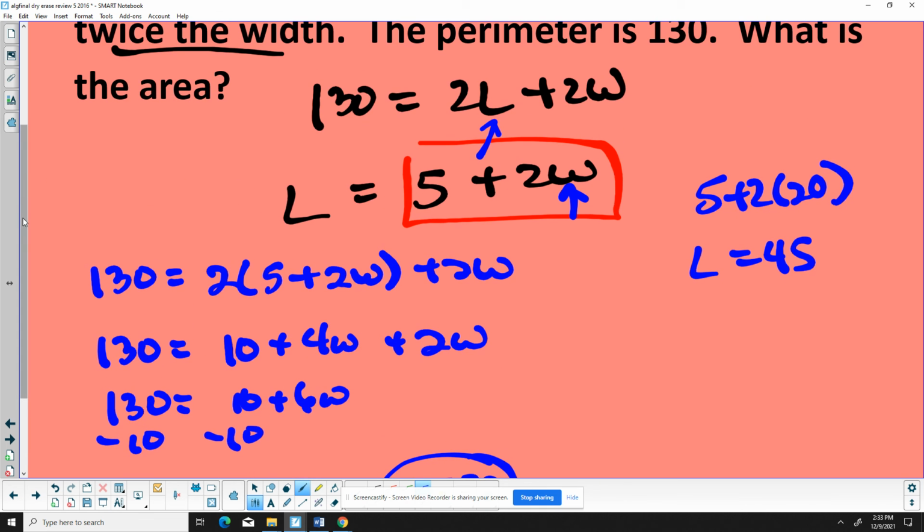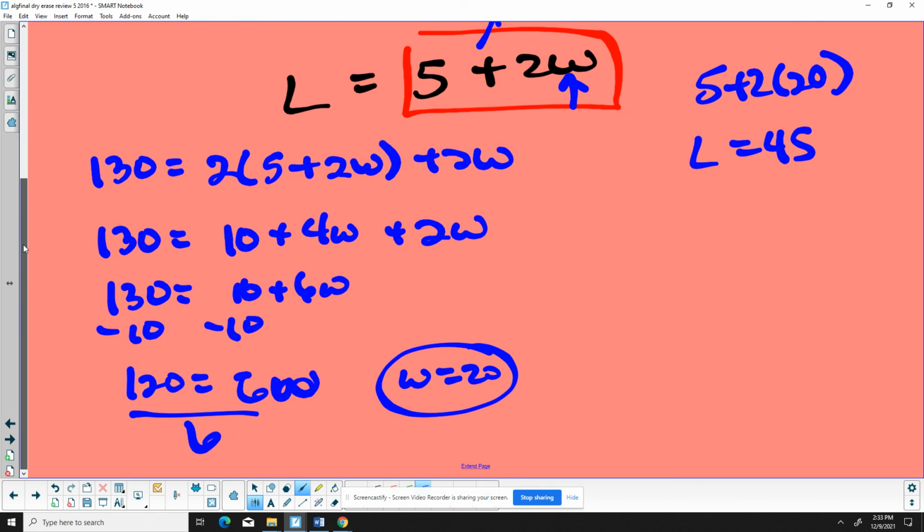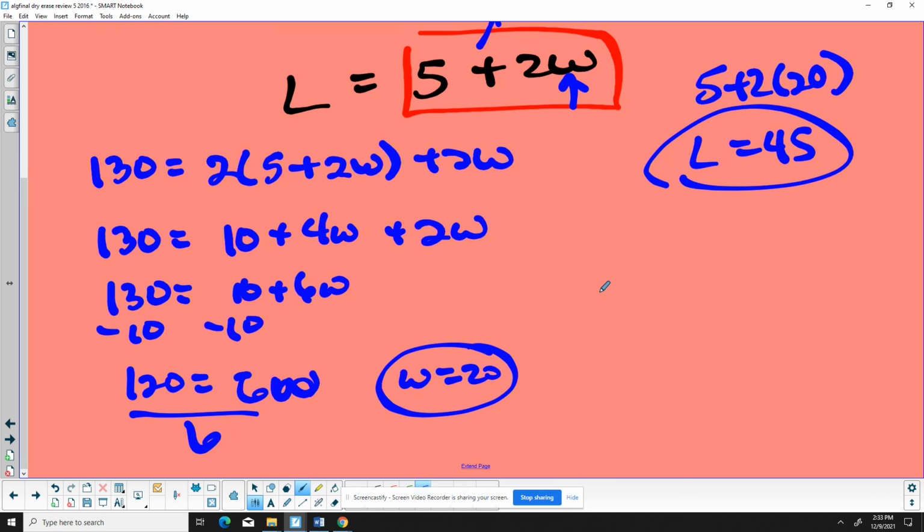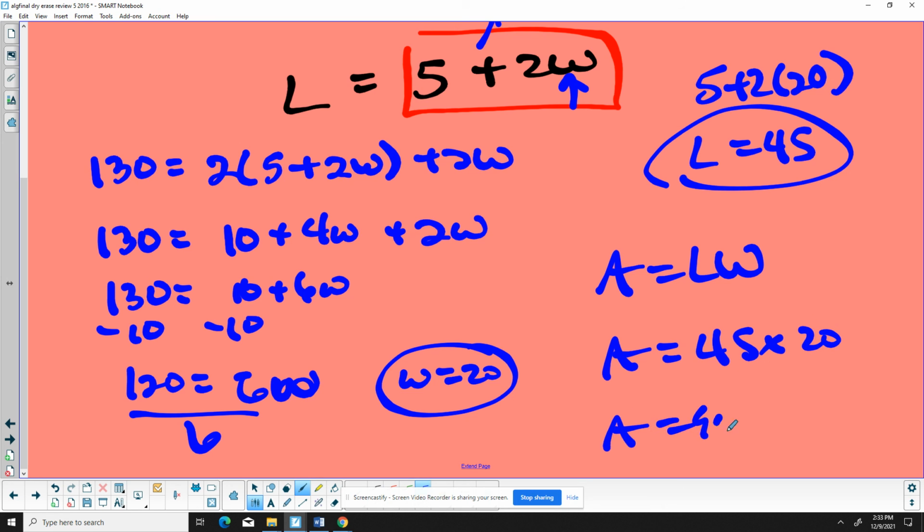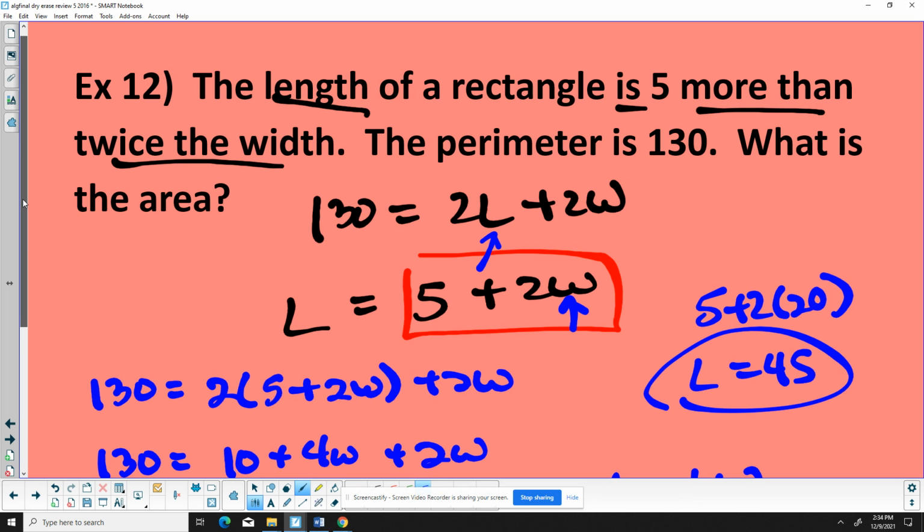Which one did it want? Oh, it says what's the area? So to find the area of a rectangle, I multiply length times width. So area is length times width. So 45 times 20, I think it's 900. Let me check though. Yep, it's 900. So 900 is my final answer here, because the question said, what's the area? Which is just length times width.